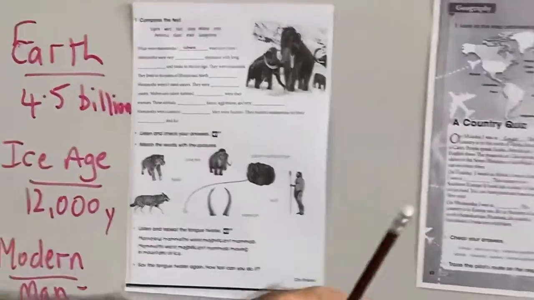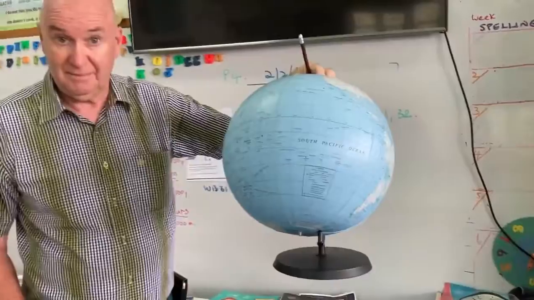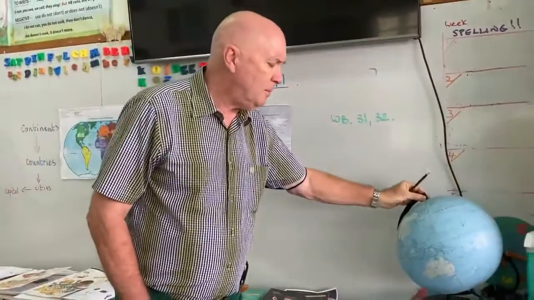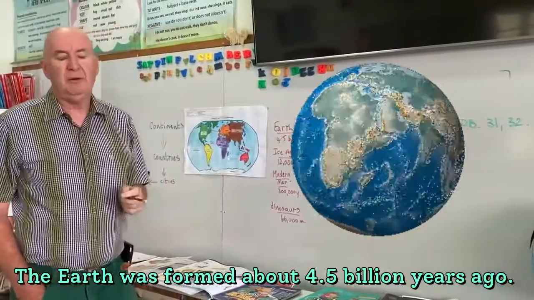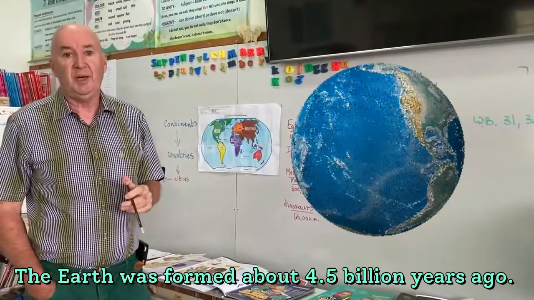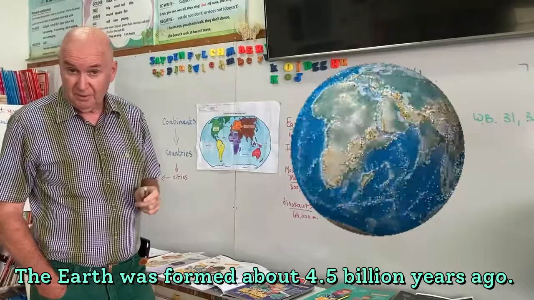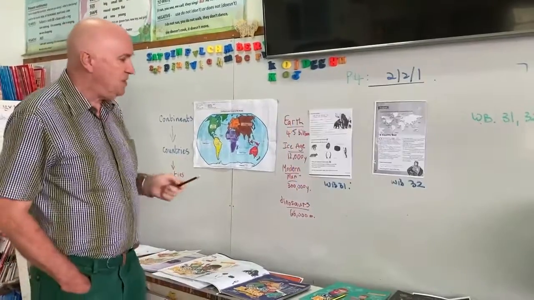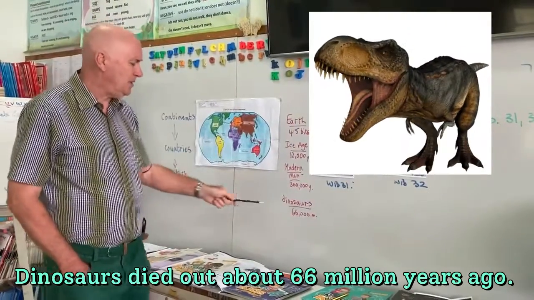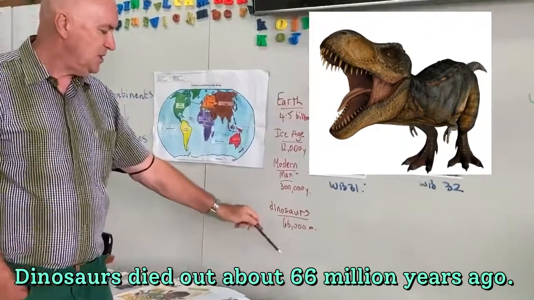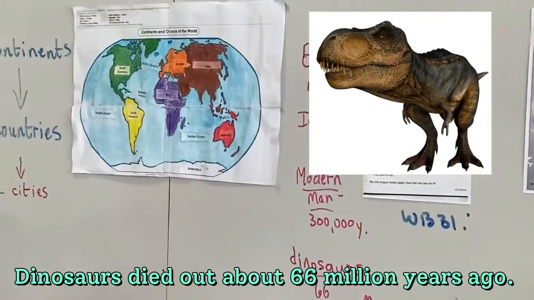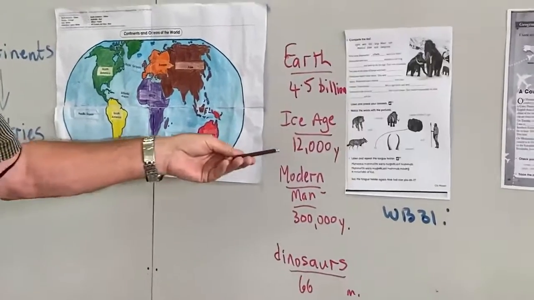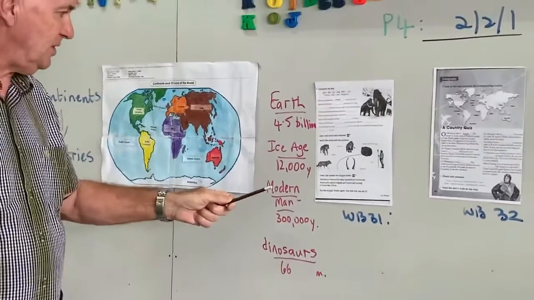The earth, here it is, where most of us live. The earth, most scientists agree that the earth was formed about 4.5 billion years ago. Okay. Dinosaurs died out about 66 million years ago. Dinosaurs died out. The last ice age ended about 12,000 years ago.